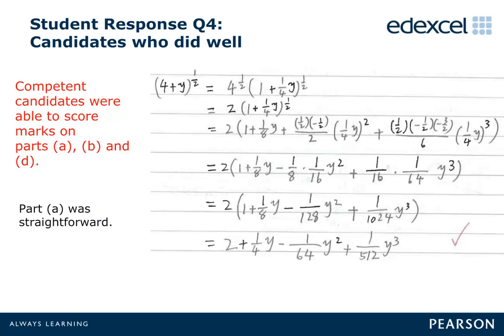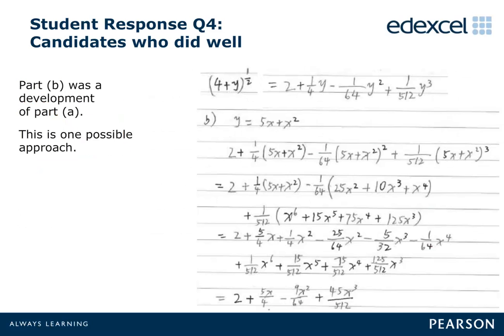Question 4. Competent candidates were able to score marks on parts A, B, and D. For this level of candidate, Part A was straightforward. Here is a typical competent response. And Part B was generally well done, as it was a routine development of Part A. The work shown was typical.